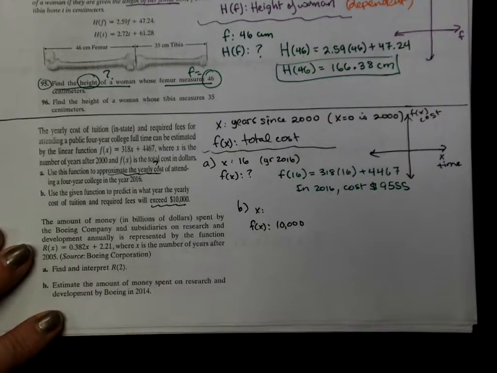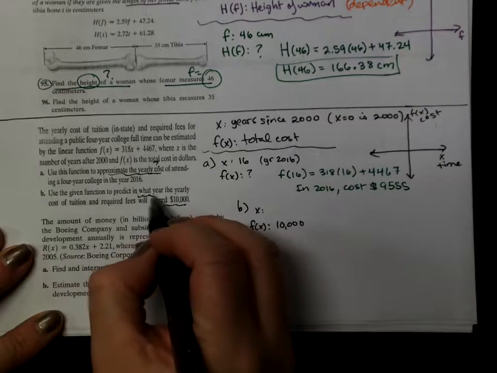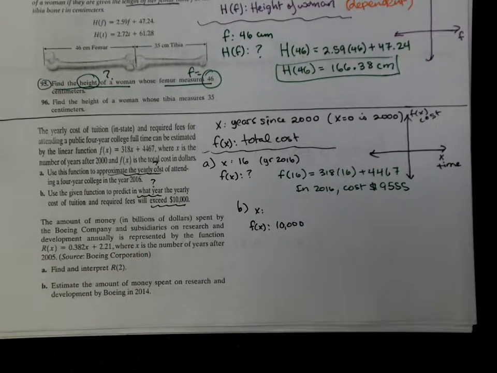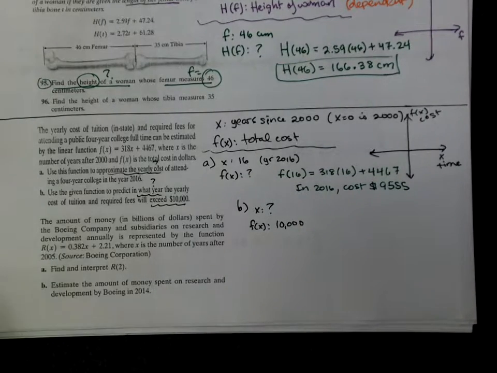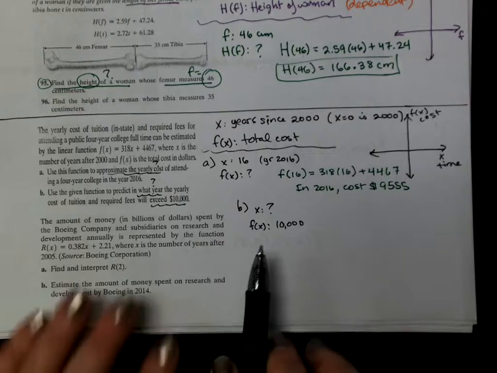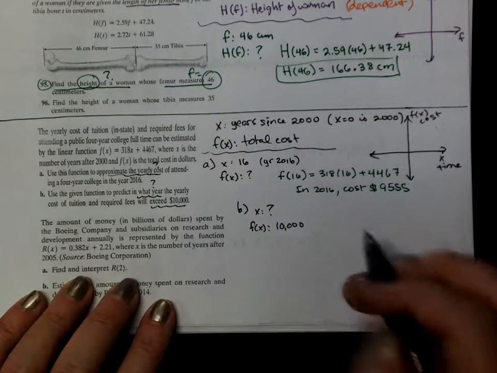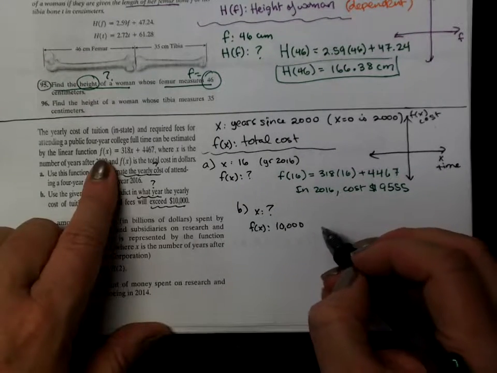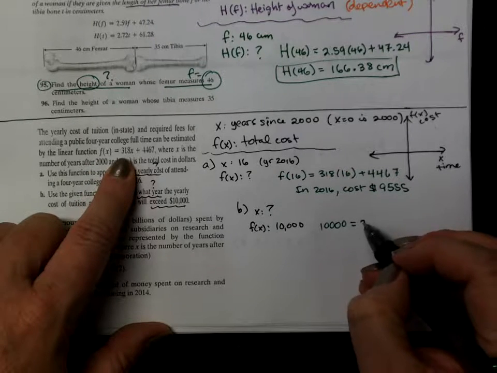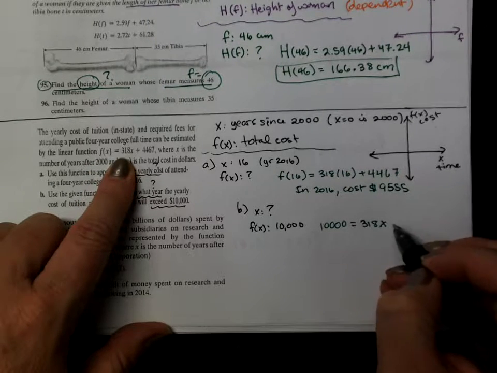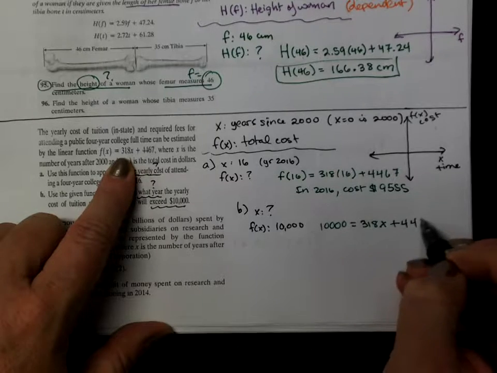And what's missing? It's literally what the question is asking. What's the year? I don't know. Well, that's the time. The time is missing. We know the f of x, so that's what we plug in for the function. And then we don't know x, so we write 318x plus 4467.